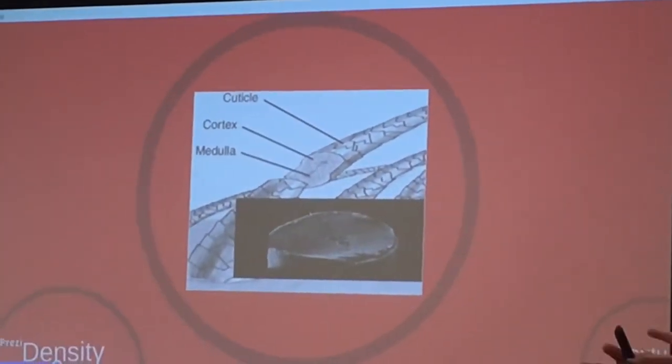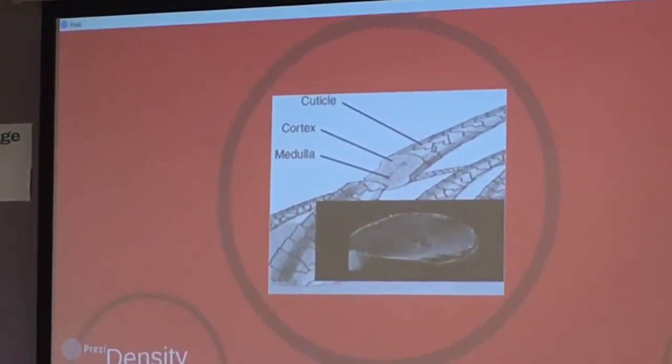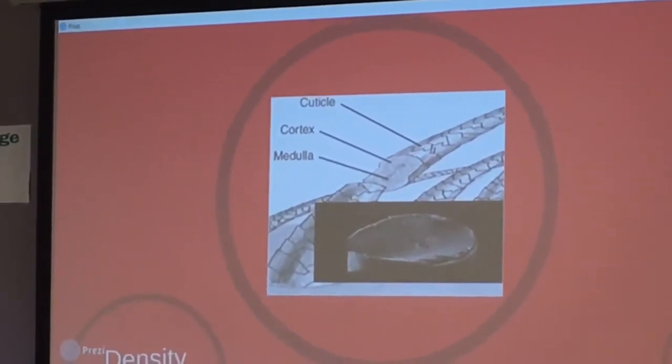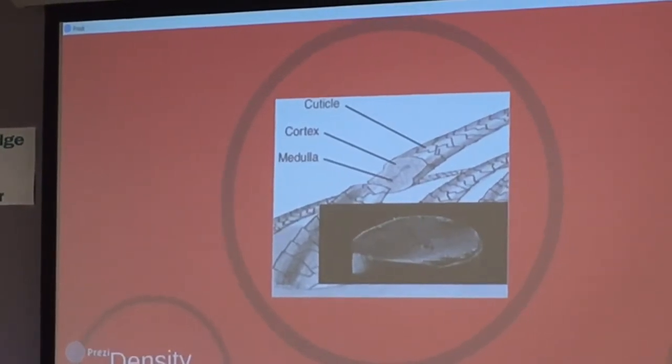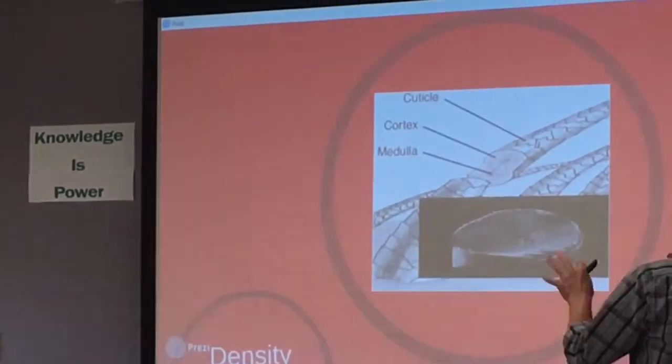We need to talk about the structure of hair a little bit before we get into color. Conditioning is probably 75% of good color. It's really critical. So let's look at three parts.